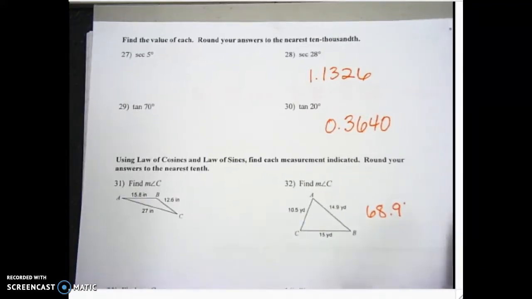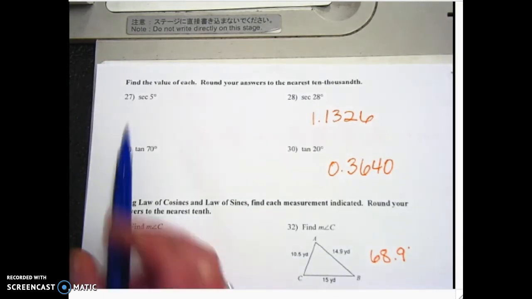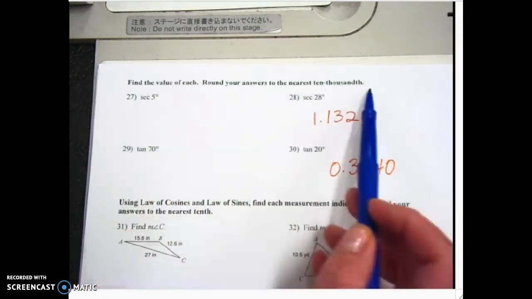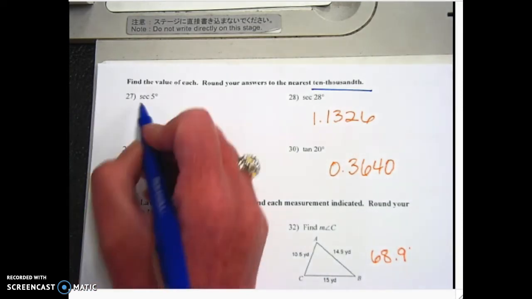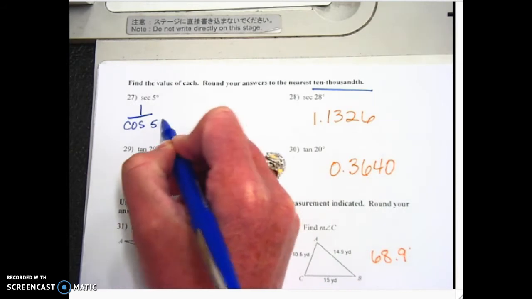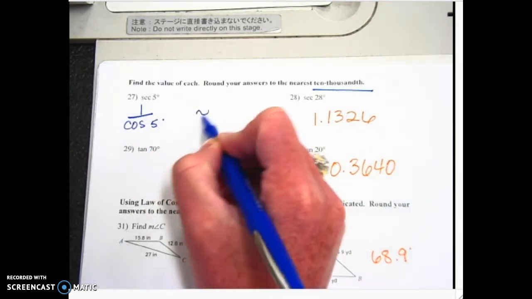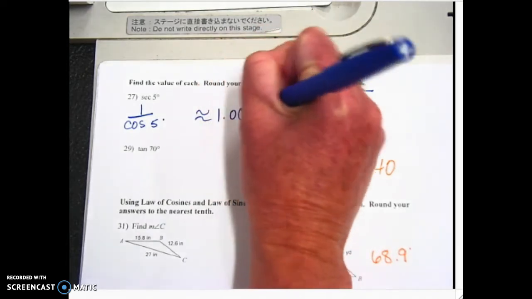This is page 4 of the Chapter 12 test. So up at the top, number 27 says, find the value of each, round your answer to the nearest 10,000. So for the secant of 5 degrees, you're going to type in your calculator 1 over the cosine of 5 degrees, and then round it to the nearest 10,000. You should get 1.0038.